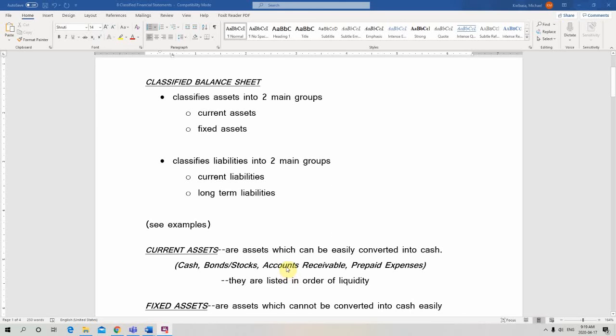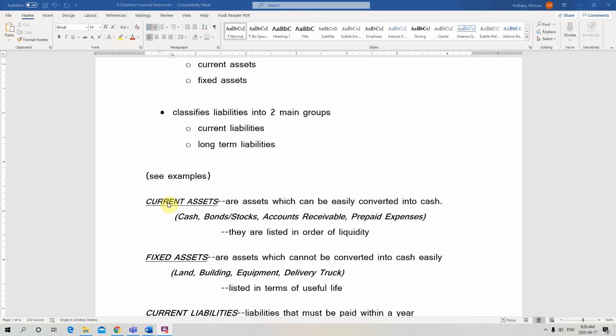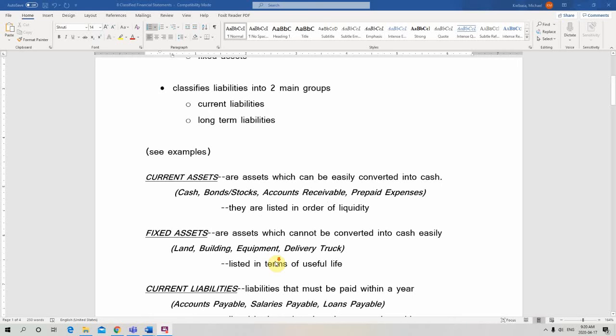Okay? Now, the assets that fall under the classification current assets include cash, stocks and bonds, accounts receivable, and prepaid expenses. Now, remember, prepaid expenses are assets. They're our money until they've been used up, right? Now, fixed assets are assets which cannot be converted into cash very easily, right? So land, building, equipment, delivery truck.